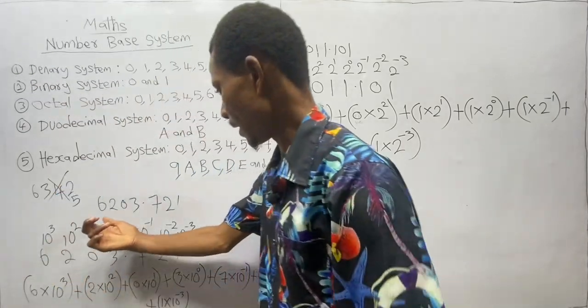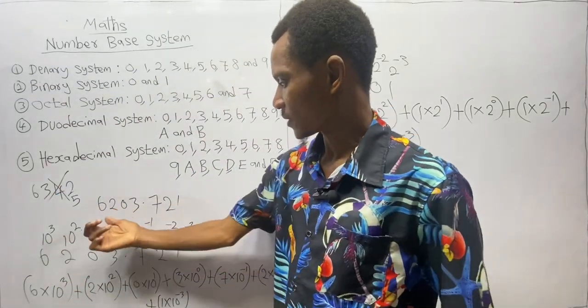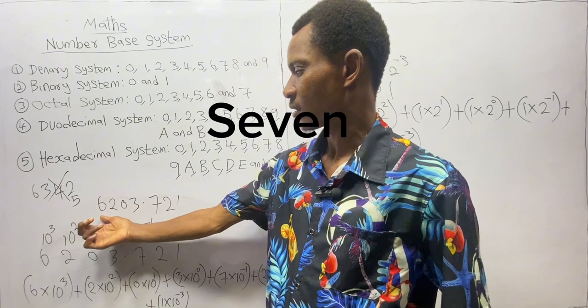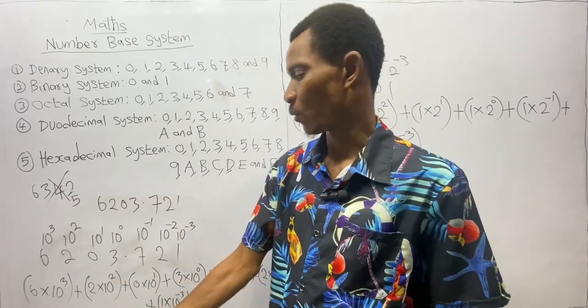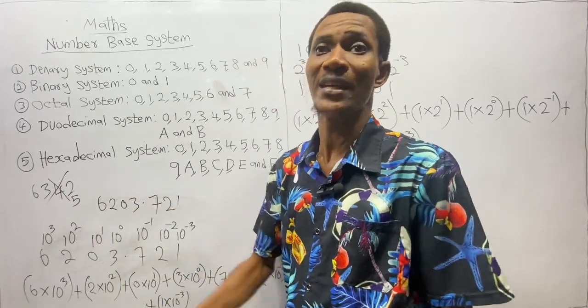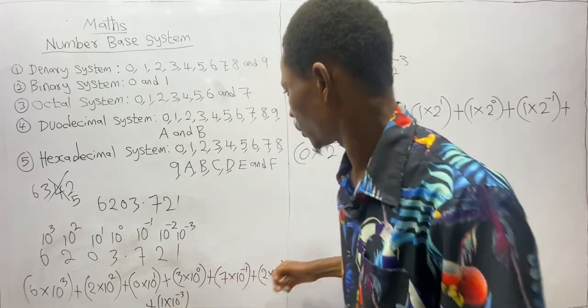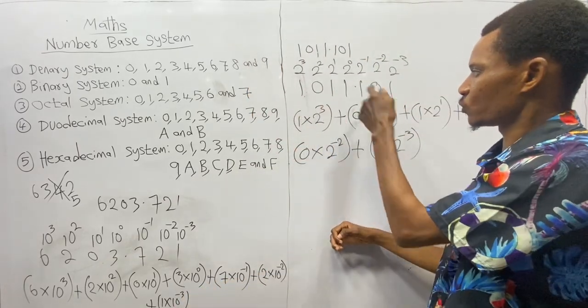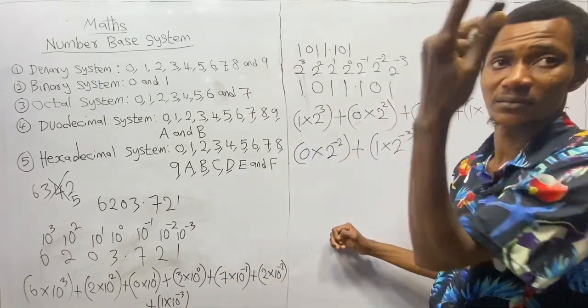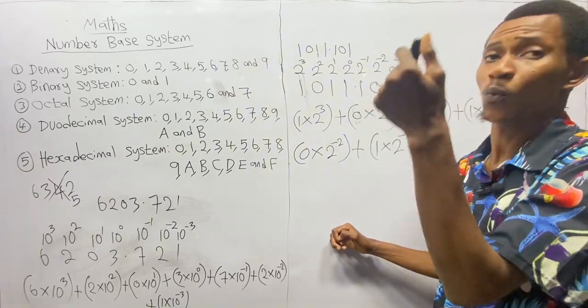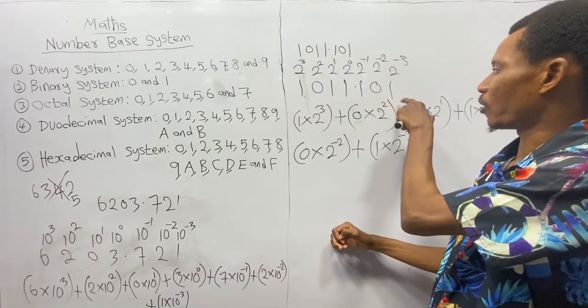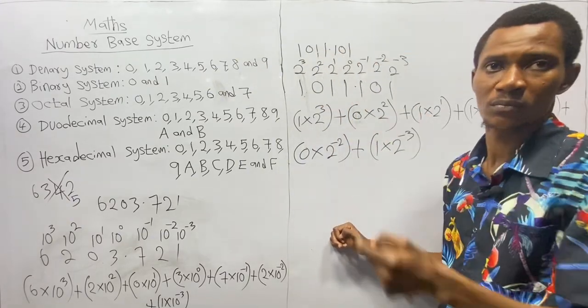Now look at this number that is in base 10. You see that the highest digit here is what? 6. So it's far less than what? The base number, which is what? 10. Look at this one. Look at this number, which is in base 2. You see that the highest digit here is what? 1. Which is 1 less than what? The base number, which is what? 2.